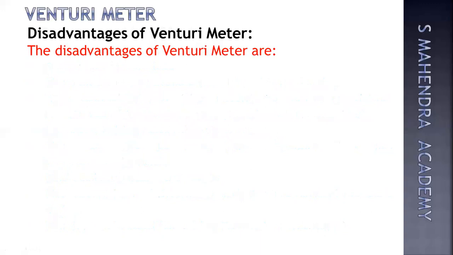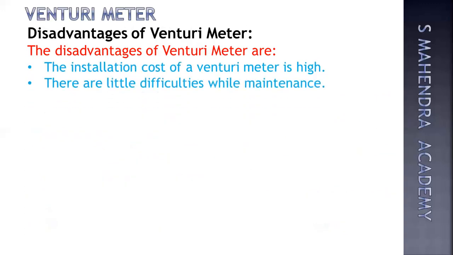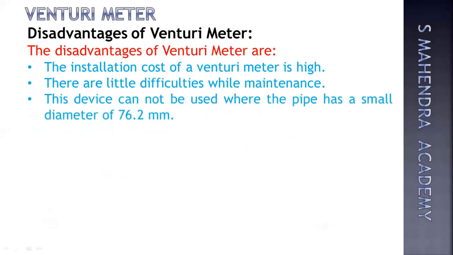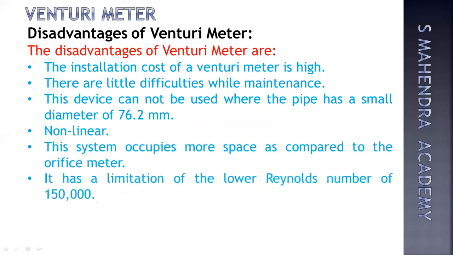Among the disadvantages of venturimeter, the installation cost is high. There are some difficulties during maintenance. This device cannot be used where the pipe has a small diameter of 76.2 mm. Non-linear. The system occupies more space as compared to the orifice meter. It has a limitation of lower Reynolds number of 1,50,000. It is expensive and a little bulky.